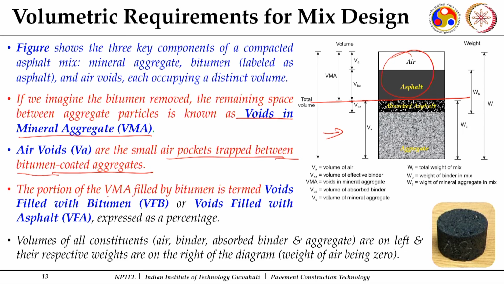The proportion of voids in mineral aggregates filled with the bitumen is termed as voids filled with bitumen or voids filled with asphalt. As I said, these are synonyms: asphalt binder, bitumen, bituminous binders. Now, these all need to be worked out, and as I mentioned, when I look into the weights, I will have weight of aggregates, weight of asphalt, which will make total weight of mix. Weight of air is taken as 0.